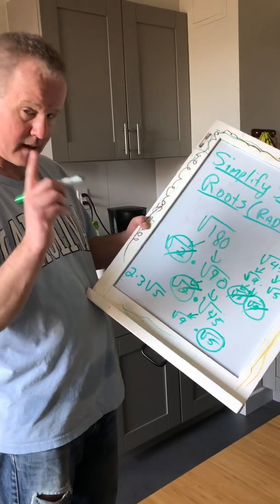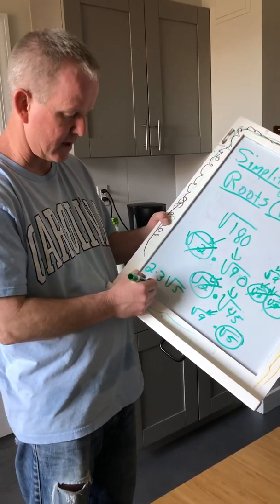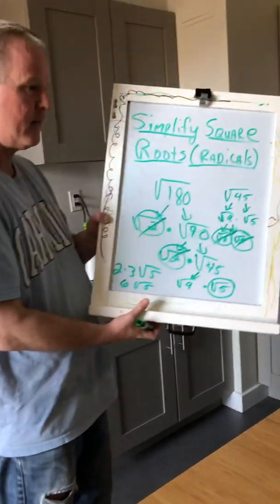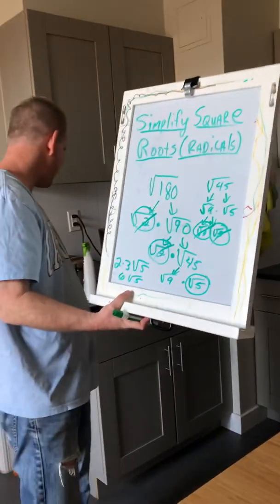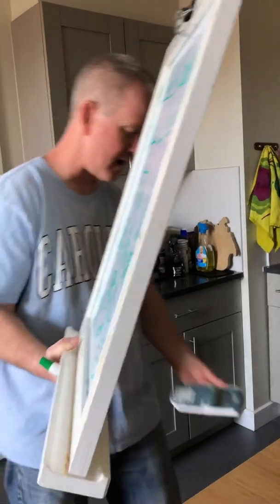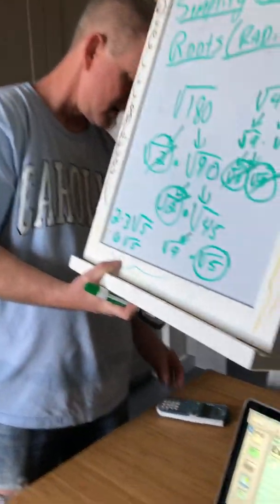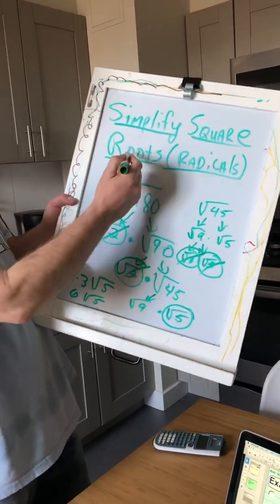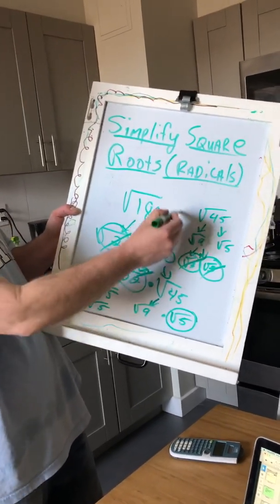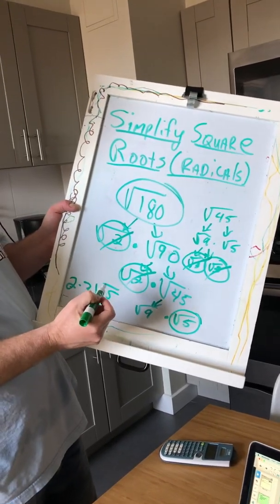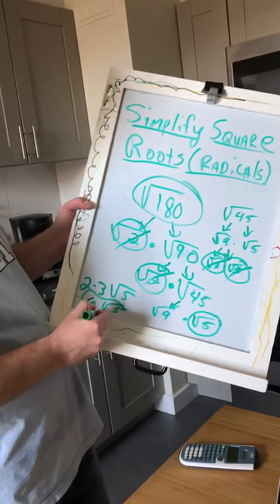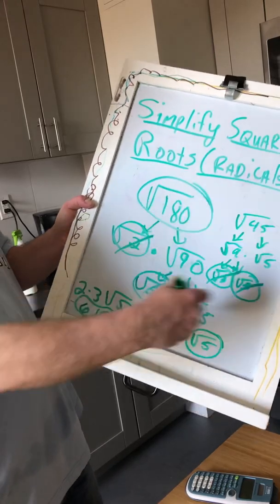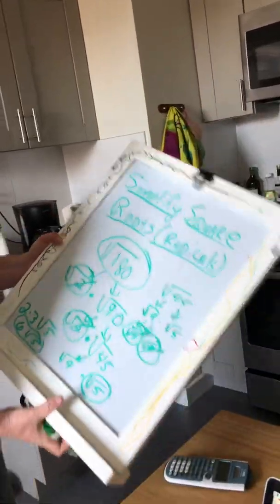Now, the last step, 2 times 3 is 6. And we know now that 6 square root of 5 is our answer. So, how do we simplify square roots using radicals? The square root of 180 simplifies into 6 times the square root of 5. This is all the work. Let's do another example.